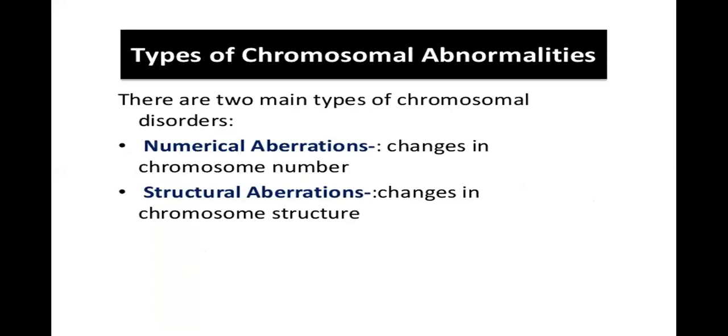So types of chromosomal abnormalities. There are two main types of chromosomal abnormalities, either numerical aberration, changes in the chromosome number, or structural aberration, which is changes in the chromosome structure. These abnormalities are routinely checked in fetuses to see whether the fetus is normal or not. Either we can see numerical aberration, changes in the chromosome number, either more or less, or structural abnormalities present in the chromosome.